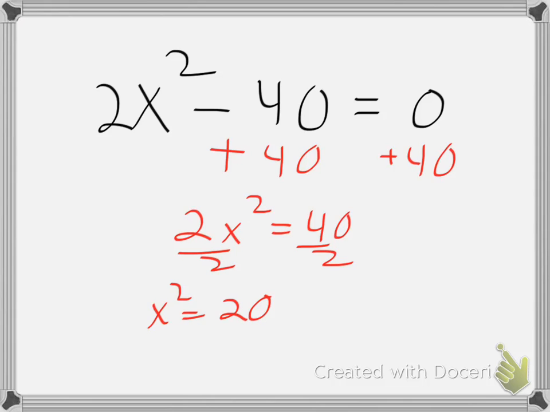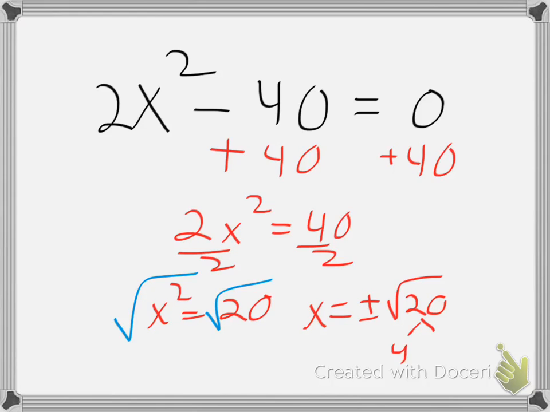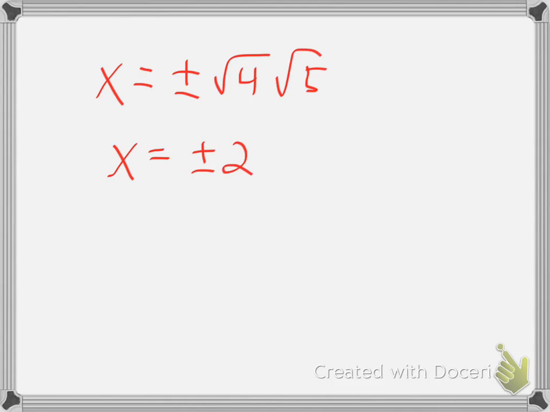Finally, to get my x, I'll take the square root of each side. Now I'll have x equals plus or minus square root of 20. Now with any radical, I always want to break it down as much as I can, put it into its simplest form. So I can reduce 20 by splitting it into the square root of 4 and the square root of 5. So now I have x equals plus or minus square root of 4, square root of 5, and I can say x is plus or minus 2 square root of 5.